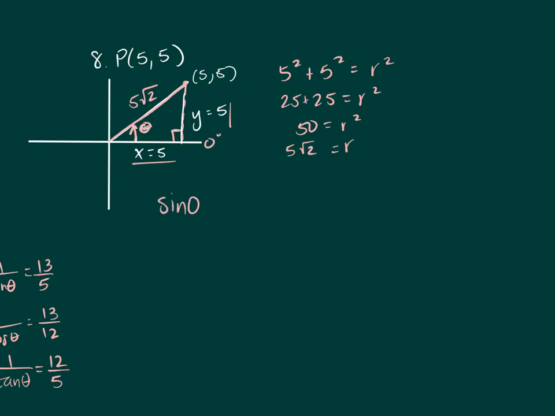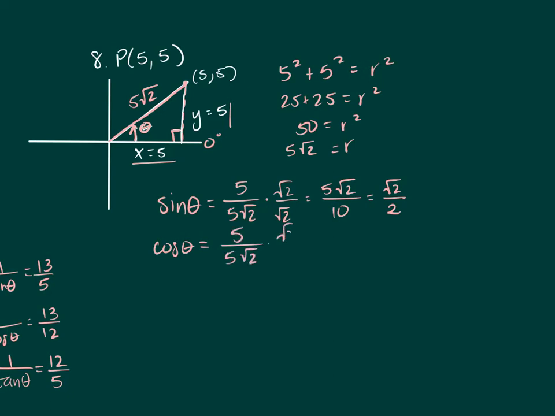So sine theta, again, is opposite over hypotenuse, so that's 5 over 5√2. You cannot leave this root 2 in the denominator, though, so you need to rationalize it. So you get 5√2 over 10, which is √2 over 2. Cosine theta is going to be adjacent over hypotenuse, so that's 5 over 5√2. Again, we have to rationalize that √2 out, so we end up with √2 over 2. Tangent theta is opposite over adjacent, which is 5 over 5, so this is just 1.